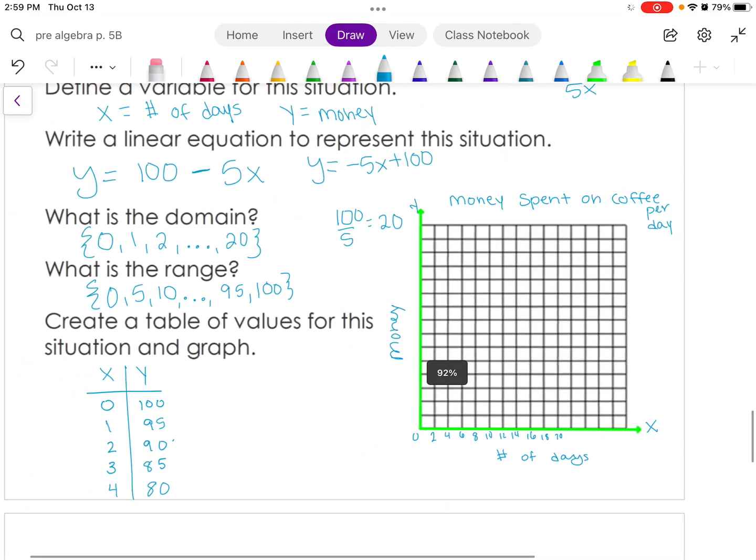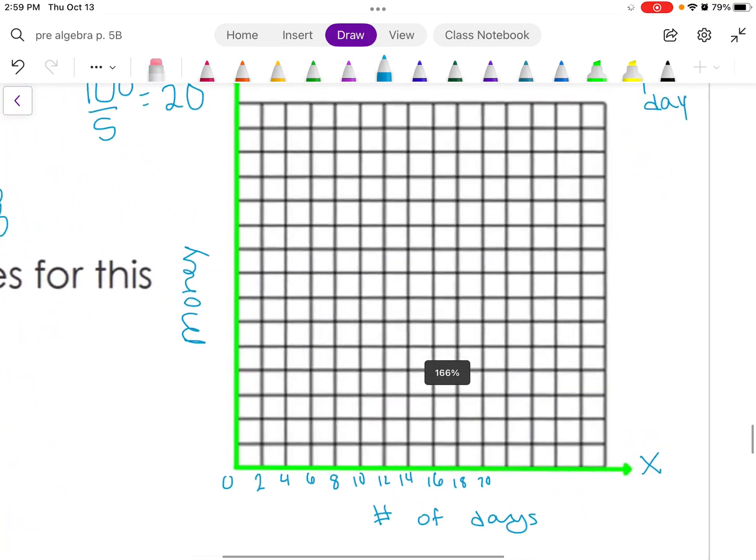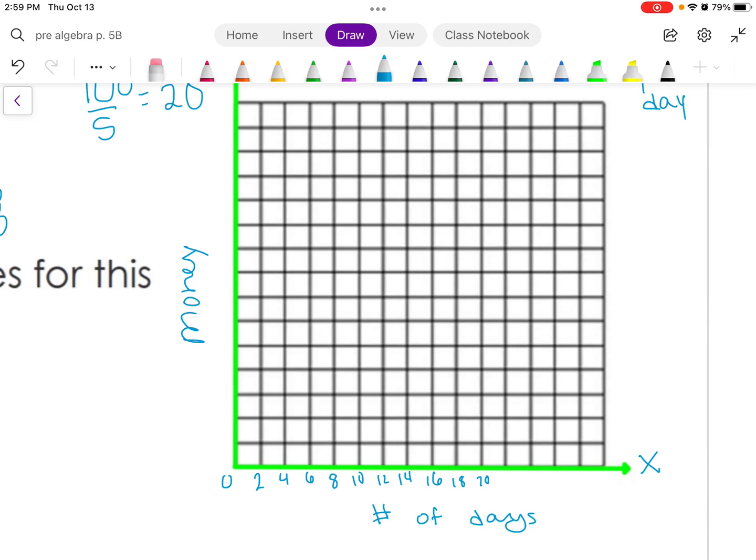And then for my money, I have $100 to start, so I'm going to count by 10s here. 10, 20, 30, 40, 50, 60, 70, 80, 90, 100. I didn't count by 5s because that would not fit all the way on my graph. So that's why I chose 10s.